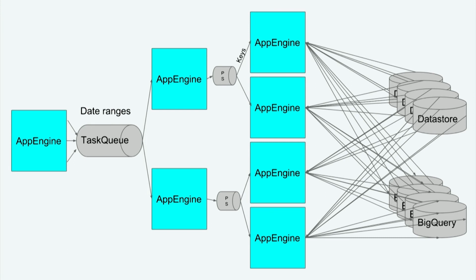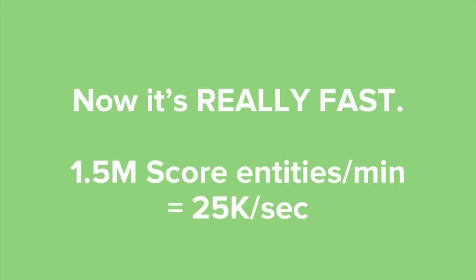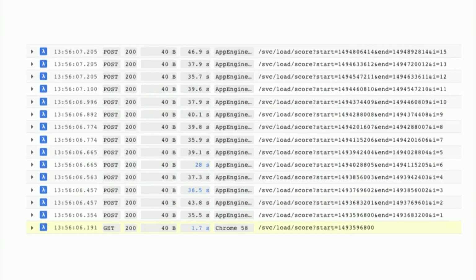So now here's kind of what it looks like. We kick it off. We start publishing date ranges to task queue, which calls the App Engine again, and then those query for keys, which they publish out to PubSub, which keeps fanning until all of our data is loaded. So now it's really fast. In my testing, it's managed to do 25,000 entities per second, which is actually too fast in some instances. We were running up into the limit of how fast you can stream data into BigQuery.